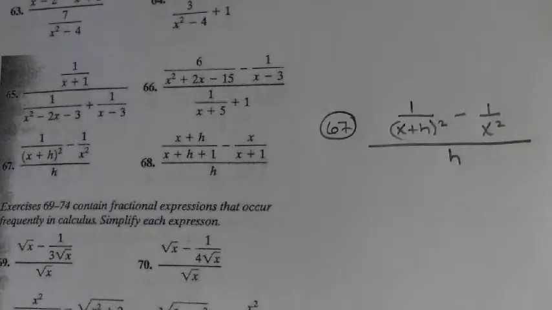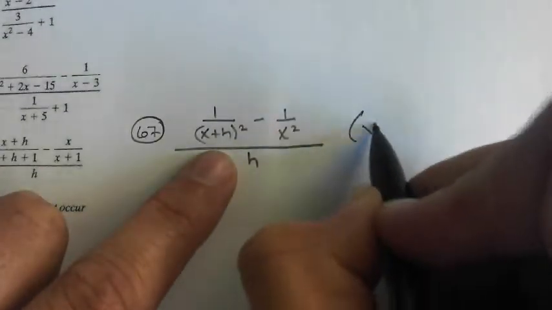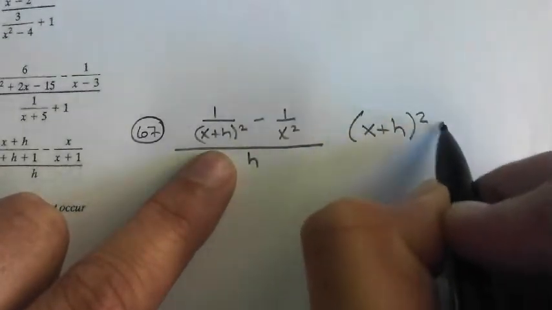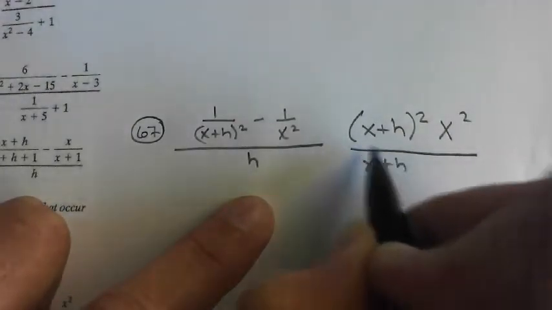So, how many mini fractions are in this problem? How many mini fractions are within the larger? Two. One has a denominator of x plus h squared. The other has a denominator of x squared. So they currently have no overlapping factors. The least common denominator is just x plus h squared times x squared, so you're going to multiply by that over itself.